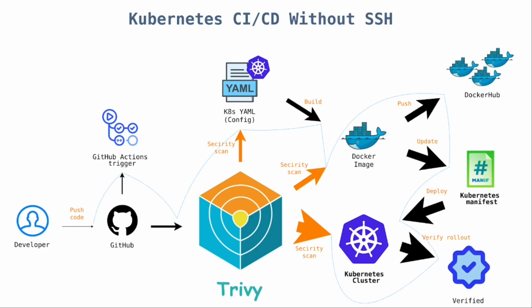After passing the security test, the image is pushed to Docker Hub. The Kubernetes manifest is then updated with the new image version, and the application is deployed to the Kubernetes cluster. Once deployed, the system verifies that the rollout is successful. Finally, a runtime security scan is performed on the cluster to identify any remaining risk. This workflow ensures that security is enforced at every stage, from development to deployment.